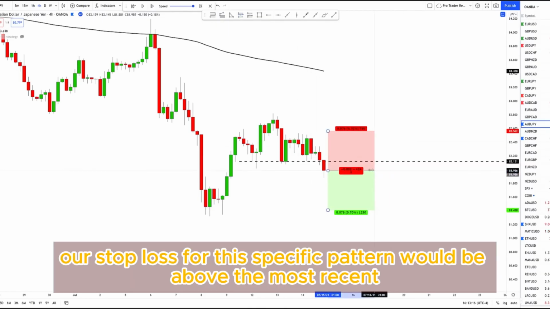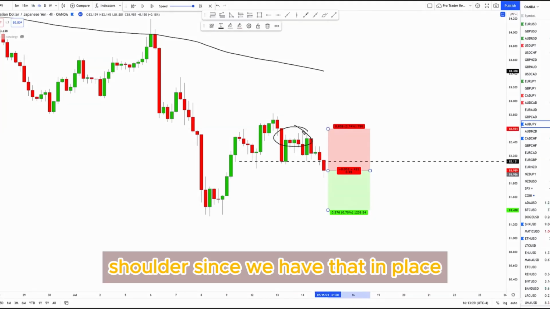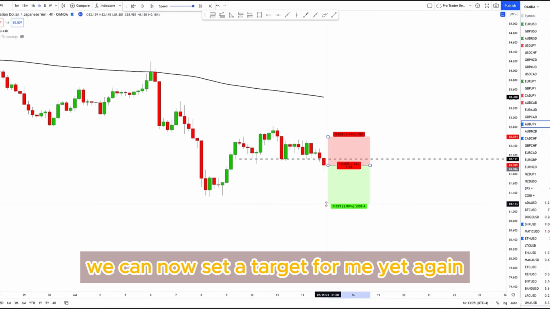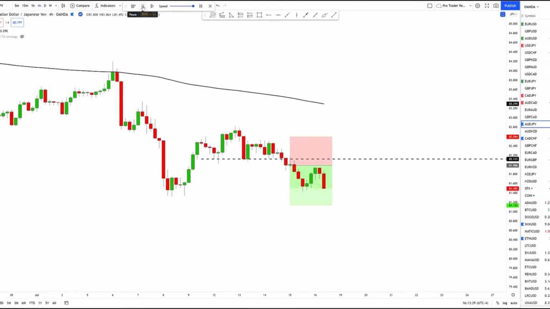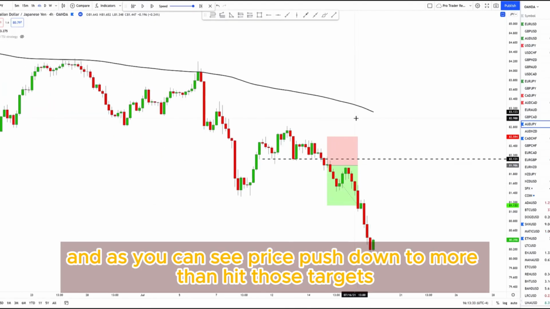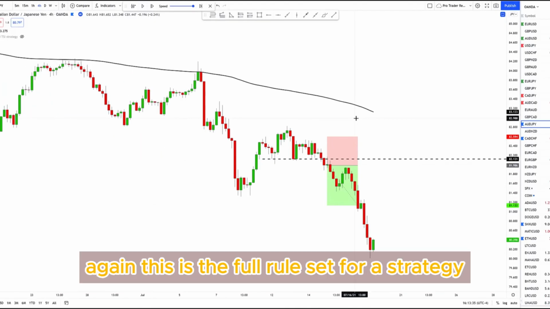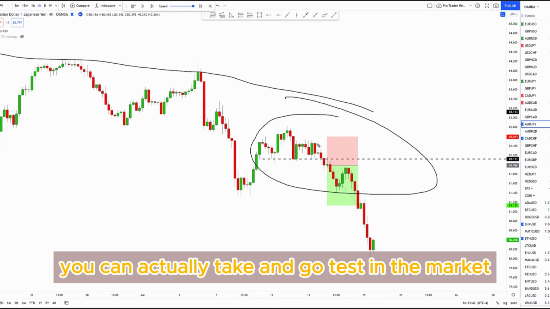Our stop loss for this specific pattern would be above the most recent shoulder. Since we have that in place, we can now set a target, for me, yet again, 1.4 to 1 reward to risk ratio. Clicking play. And as you can see, price pushed down to more than hit those targets. Again, this is the full rule set for a strategy you can actually take and go test in the markets.